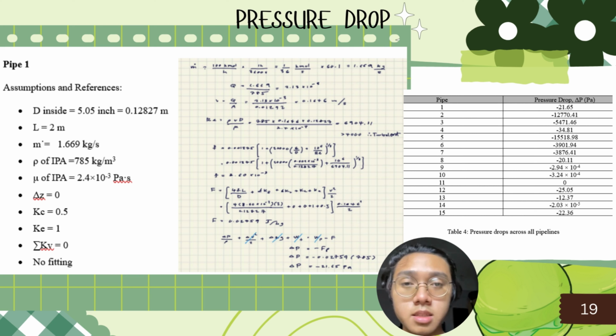Then this calculation for pressure drop will be applied across all pipelines, with changes to the pipe condition and situation like density, flow rate and fittings. The table in the slides shows all the pressure drops calculated for each pipeline.